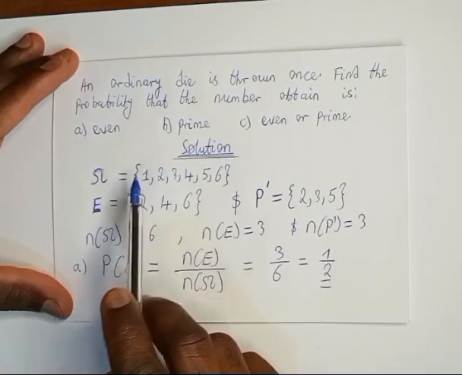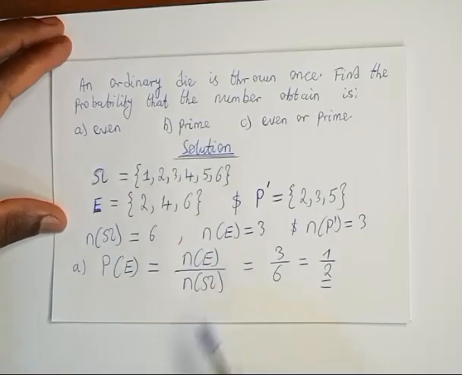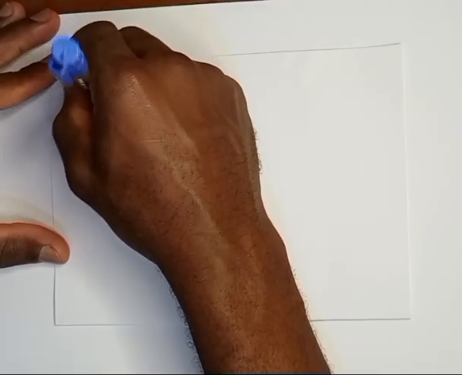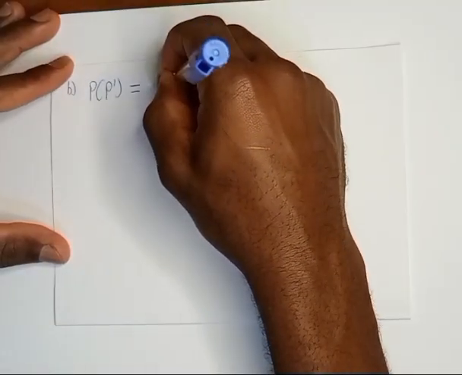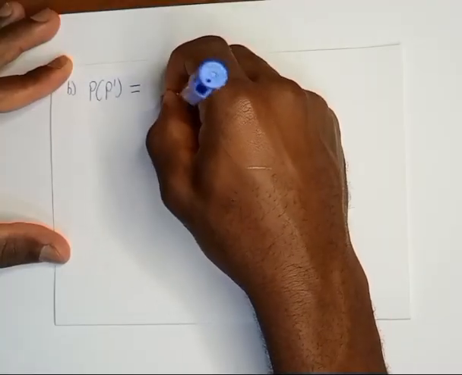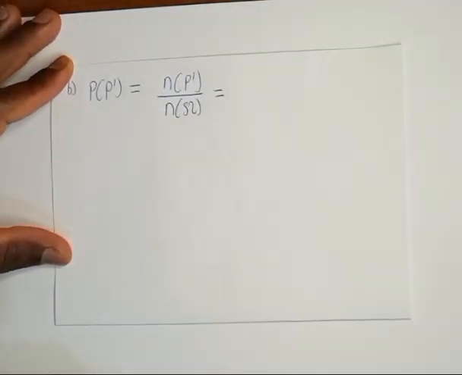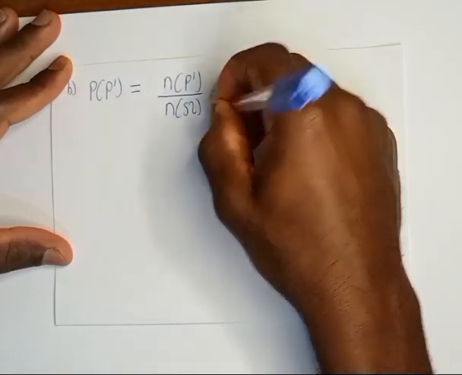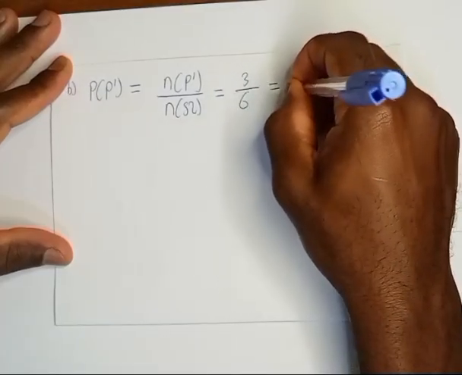Next, we have to find the probability of getting a prime number. That means P of P prime. B, P of P prime is simply equal to N of P prime divided by N of omega. N of P prime is 3. We divide this by N of omega, which is 6. Simplifying this gives us a half.